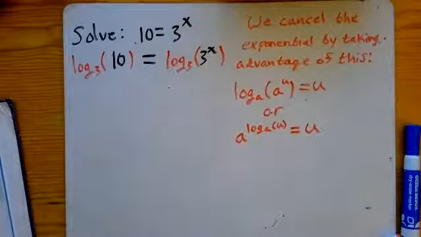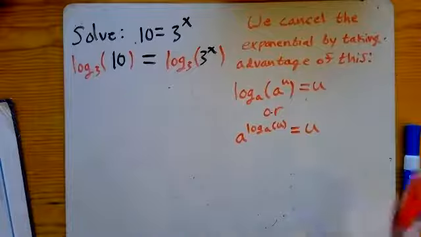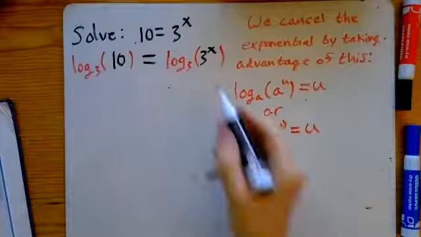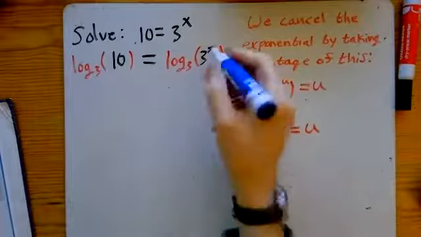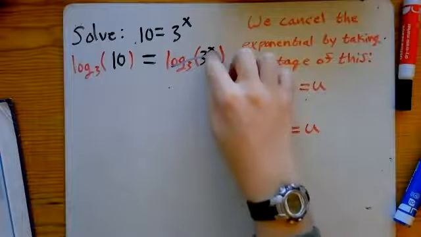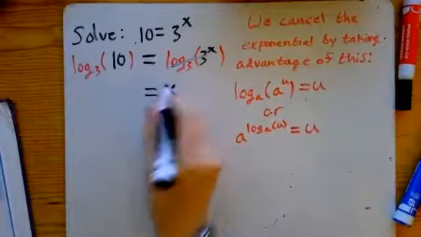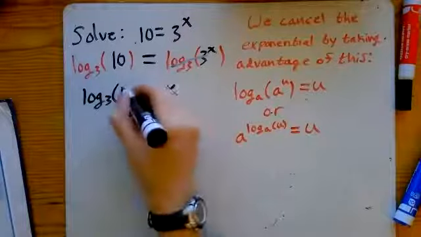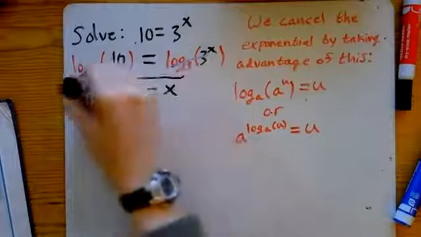But I'm allowed to do that. I can do whatever I want to an equation as long as I do it to both sides, as long as it maintains equivalence. So log base 3 of 10, I don't know what that is. But on this right side, I do know that these cancel, leaving us with x. And that's about as far as we can go.